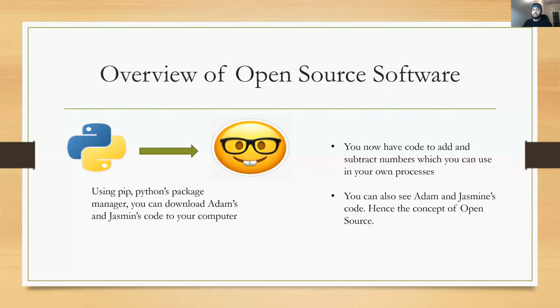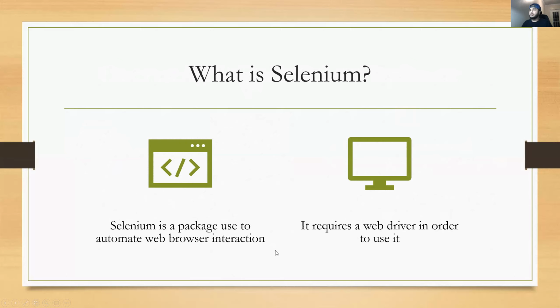So now let's go into what is Selenium. Selenium is a package that someone has written out there that lets you automate web browser interaction. It's used a lot for testing purposes, like testing websites. And you need a WebDriver in order to use it. We'll be using the Google Chrome WebDriver, which we'll discuss in the next section.